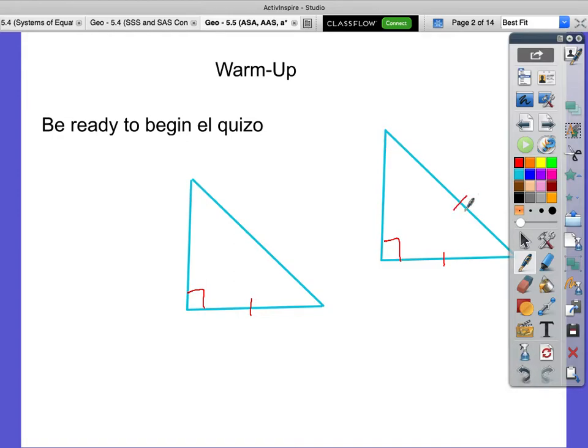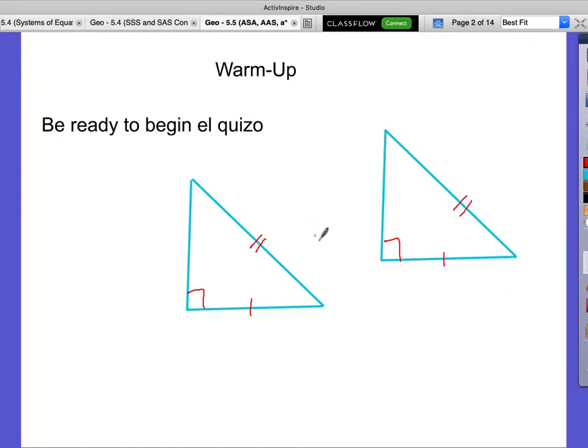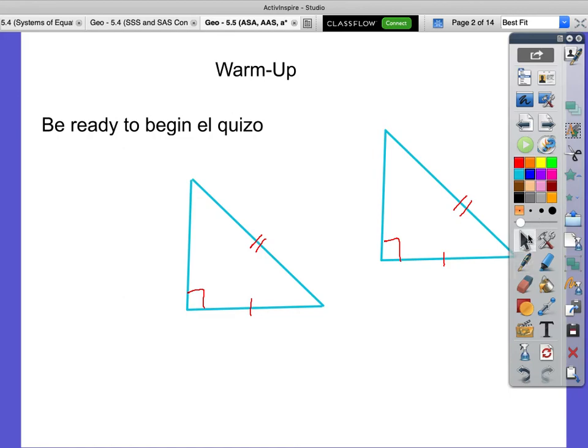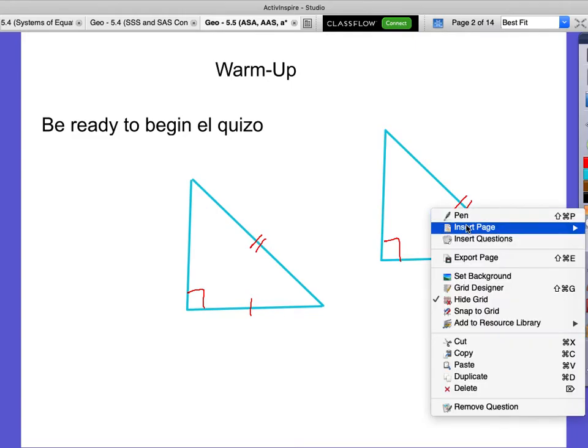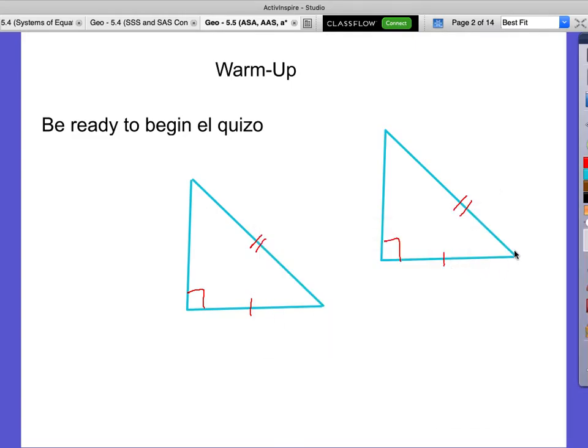So what if I knew one of those legs, but I also knew the hypotenuse? Is that one of them so far? Do we have a side angle side? No. We haven't heard of this one. But are we able to manipulate this to where we don't change the hypotenuse? We can't change this angle if these two are locked in, can we?